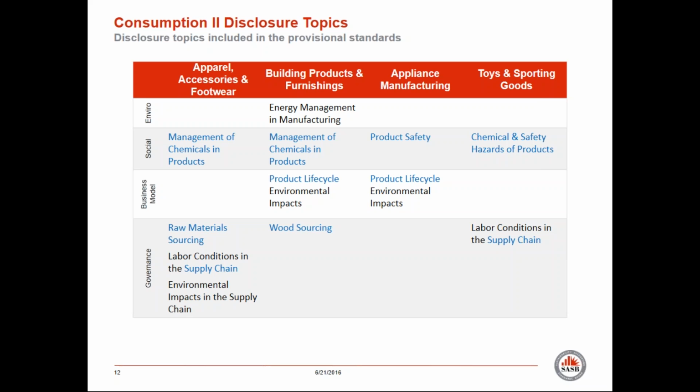We have product lifecycle environmental impacts, and that concerns the use phase as well as the end of life of the product, including product efficiency and the materials that are going into these consumer goods. Also, here we also have sourcing and supply chain, which has to do with the raw materials that companies are sourcing and also the labor and environmental impacts on the supply chain and how they're managing supply chain issues and transparency.